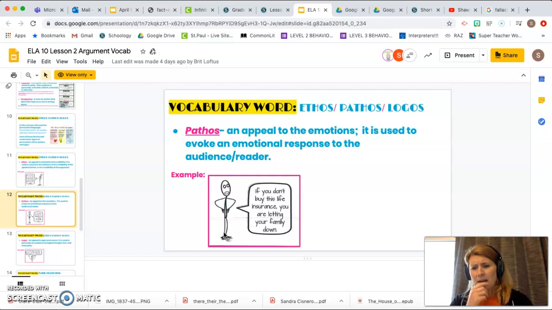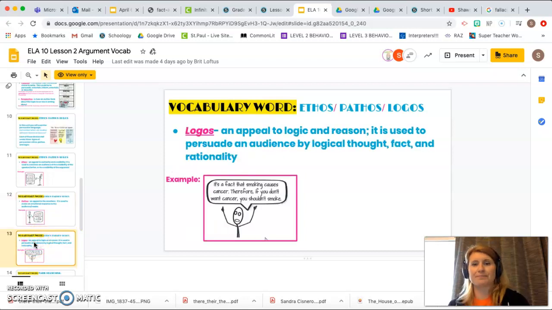Oh, well, I better buy that life insurance. I don't want to disappoint my family. Pathos, that is connection. It's appealing to my feelings as a person. So that's that one. And the final one, logos.